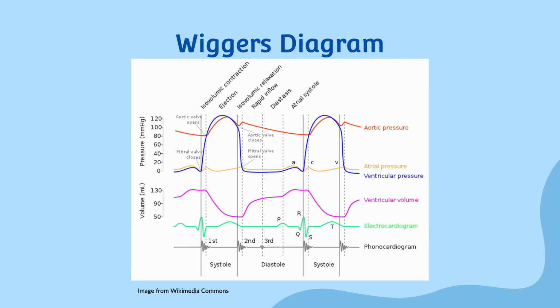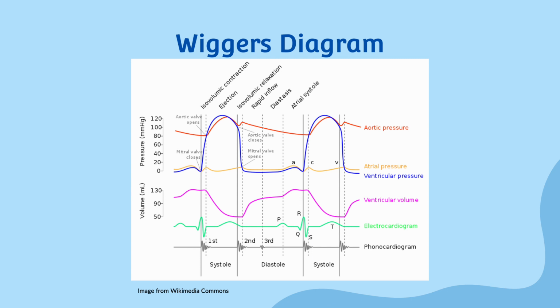First, you should notice the P wave of the ECG tracing, where the atria receive a signal to begin contraction. This is followed by an increase in atrial pressure, as well as an increase in ventricular volume and pressure. This makes sense as the blood is being forced from the atria into the ventricle.